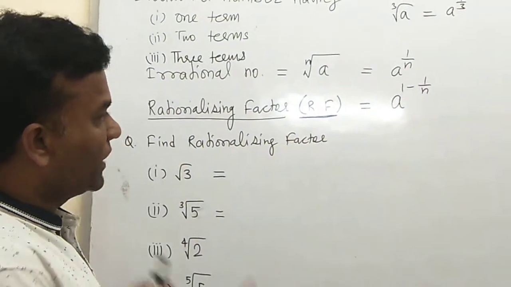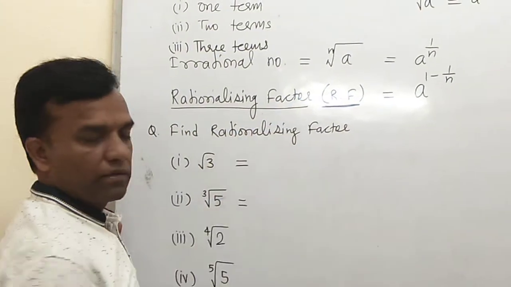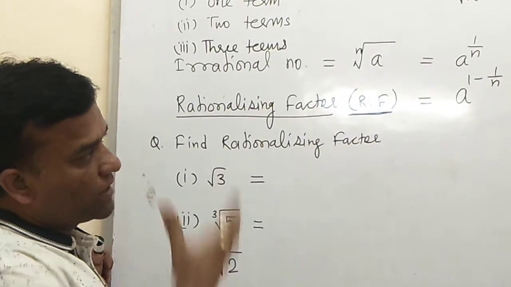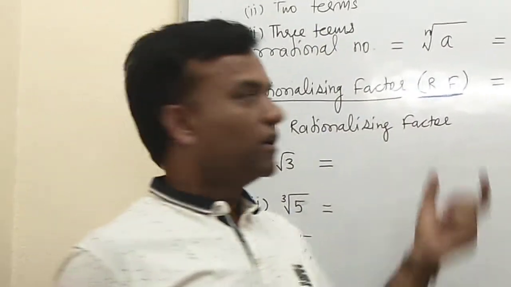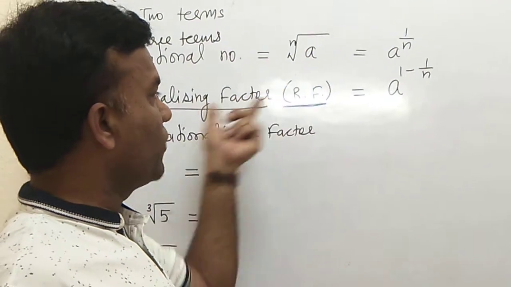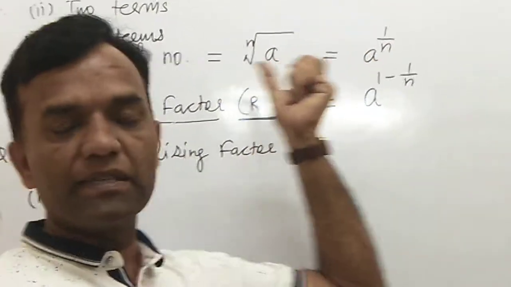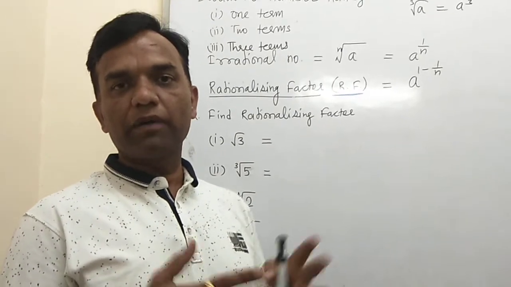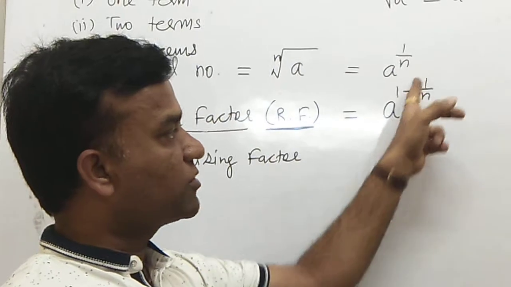Now the most important concept here is the rationalizing factor. Today's topic is based on the rationalizing factor, and how to find it. You have an irrational number given; from the given irrational number, how do you find the rationalizing factor? That is one concept only: whatever power is given in the number, you subtract it from 1. Then you get the rationalizing factor. So here 1 by n is given, then you do only 1 minus 1 by n.